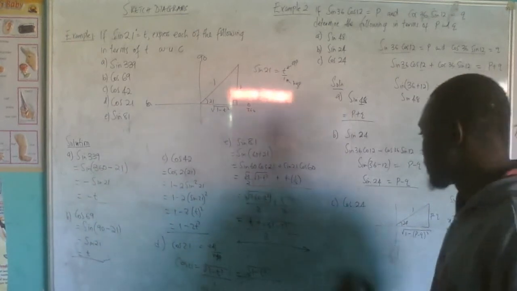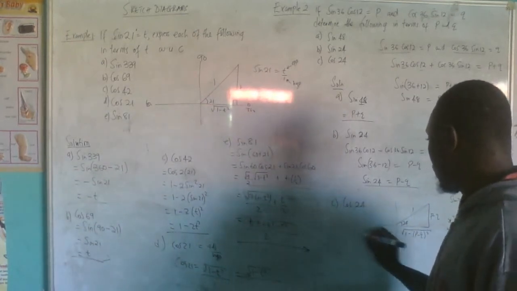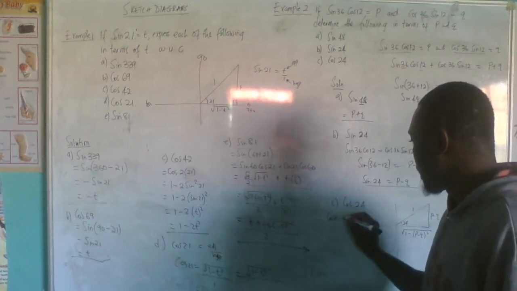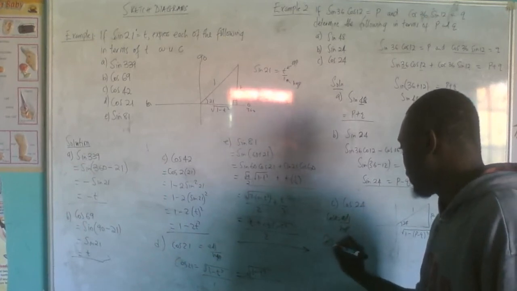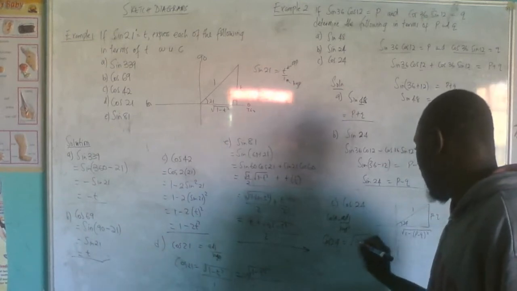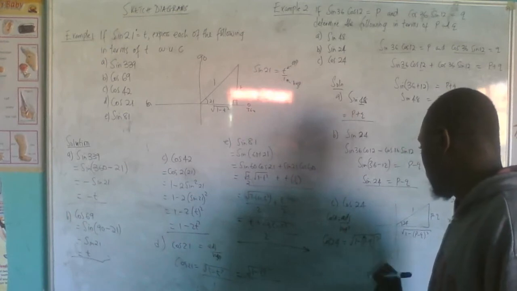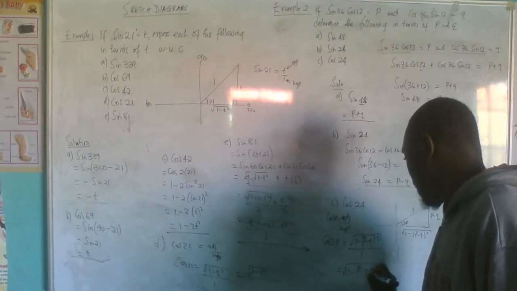So I'll come here and say cos 24. Remember, cos theta is equal to adjacent over hypotenuse, right? So cos 24 in that case will be equal to the adjacent, which is root of 1 minus (p minus q) squared, over 1. Which will give you root of 1 minus (p minus q) squared.